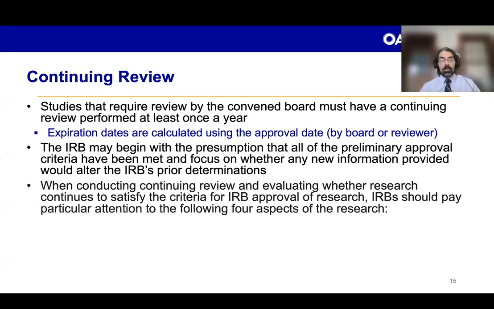When conducting the review, OHRP recommends that the reviewers pay special attention to 4 areas. The first is risk assessment and monitoring. Again, looking to any of the new information learned. Are the risks to subjects minimized? Are the risks to subjects reasonable in relation to any anticipated benefits, if any, to the subjects, and the importance of the knowledge that may reasonably be expected to result?